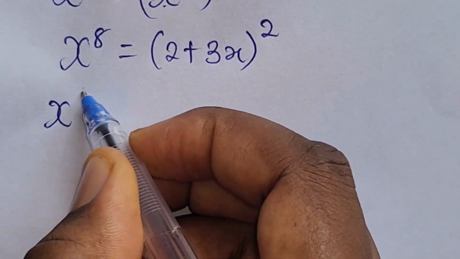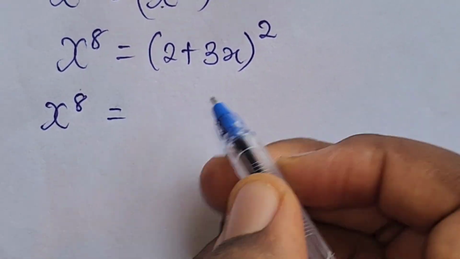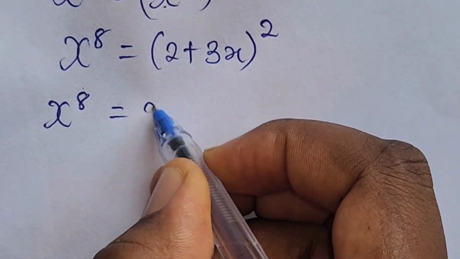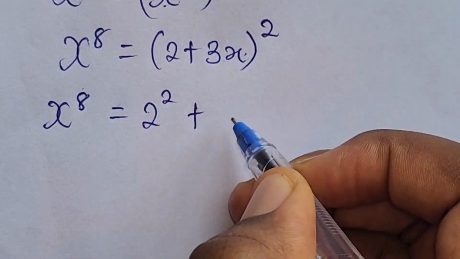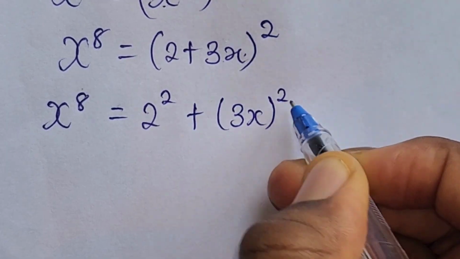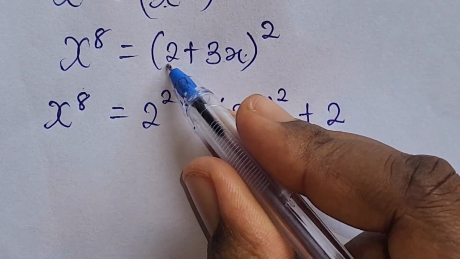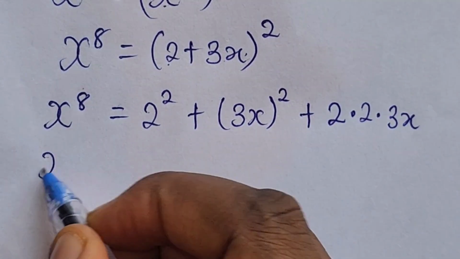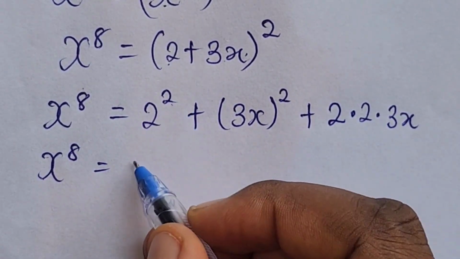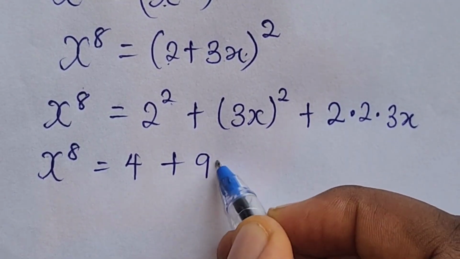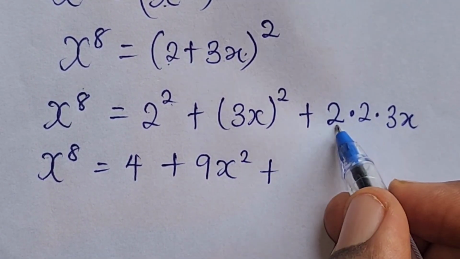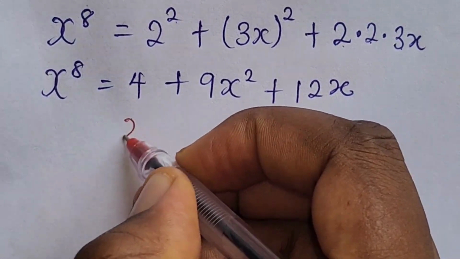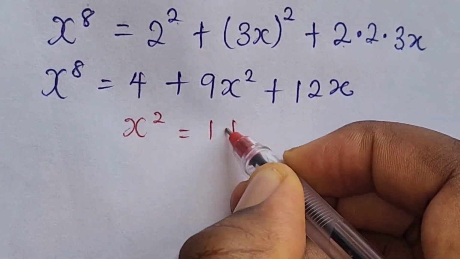So x to the power of 8 is equal to, when we expand this, 2 to the power of 2 plus (3x) to the power of 2 plus 2 times a, which is 2, and times b, which is 3x. Our x to the power of 8 is equal to 4 plus 9x squared plus 2 times 2, 4, times 3, which is 12x. Let's recall our x squared is equal to 1 plus x.